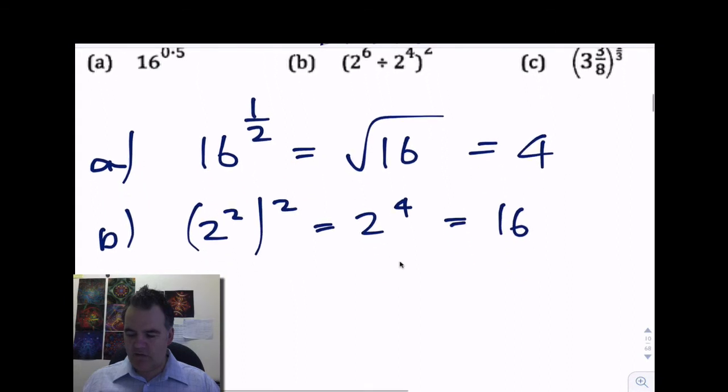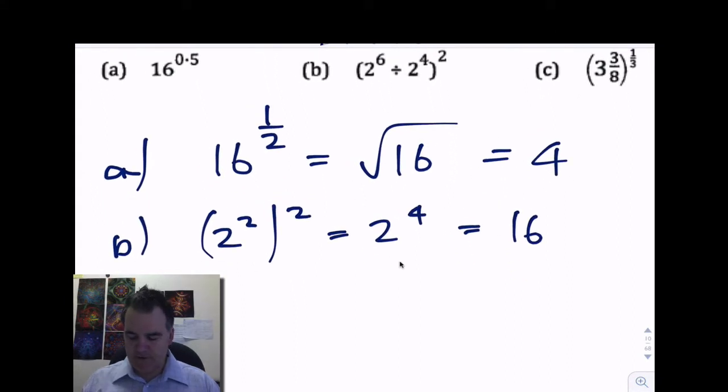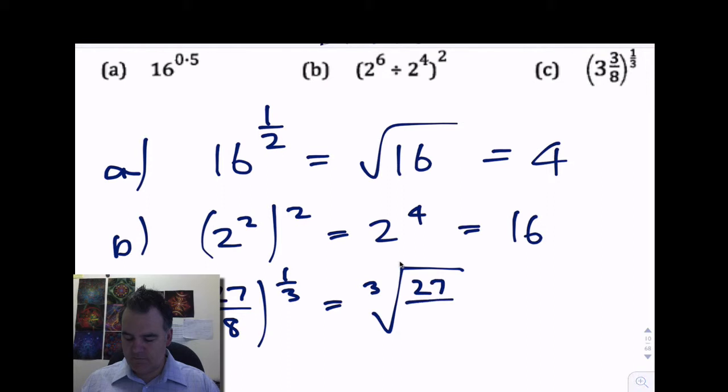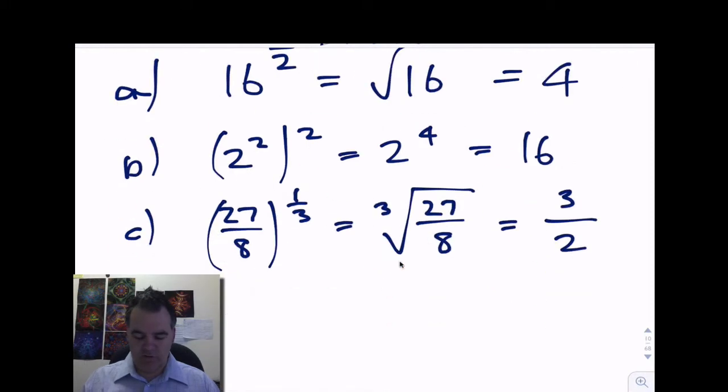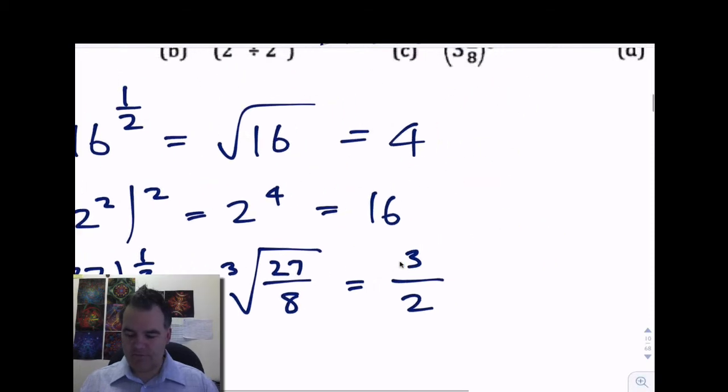3 3/8 to the power of a third. Now we're getting a bit tricky. If you get a fraction like this, it's a mixed number, so make it into an improper fraction. So that is 8 times 3, 24, plus 3, 27 over 8, to the power of a third. Now power of a third means cube root. So now I can just cube root the top line. The cube root of 27 is 3. The cube root of the bottom line, the cube root of 8, is 2. So that's just 3 over 2. And you can leave it like that as a fraction.